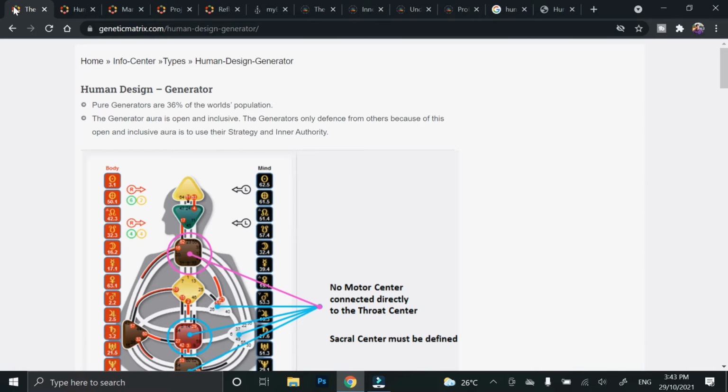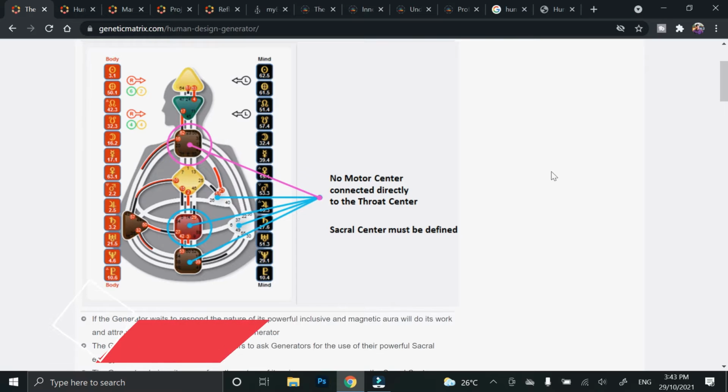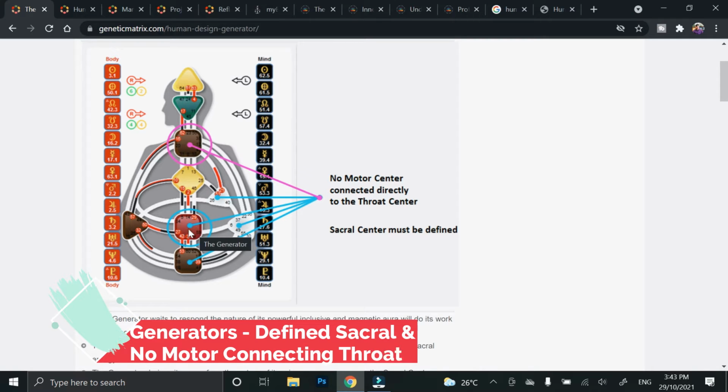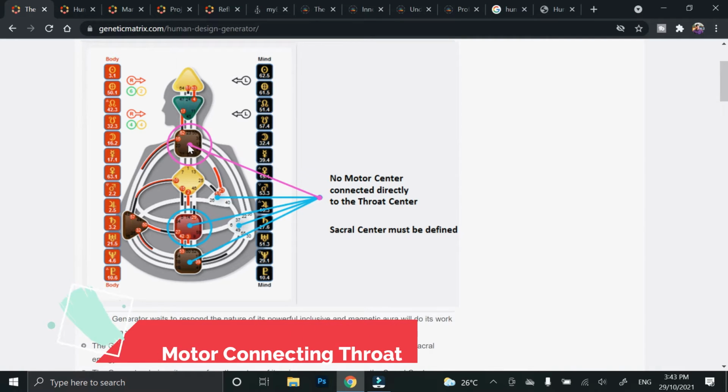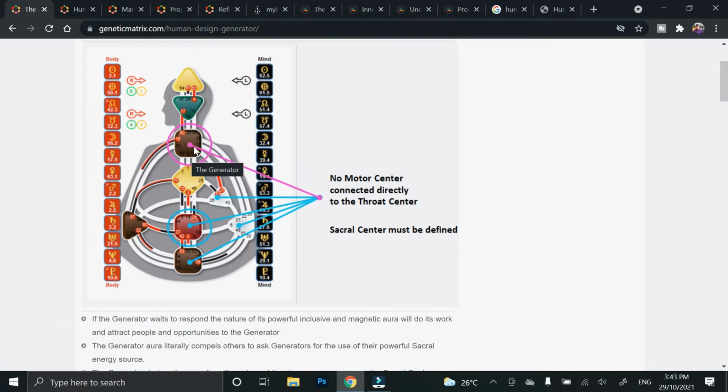So starting off with generators, you will most likely know right away if it's a generator or an MG just by looking at the sacral. If it's not defined, it will be one of the other 3 types. But if it's defined, you know right away it is a generator or an MG. So you can see from here, sacral center must be defined. No motor center connected directly to the throat. So this is the easiest way for you to recognize a generator.